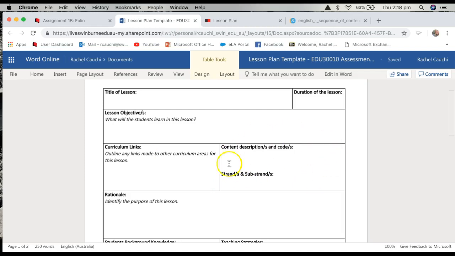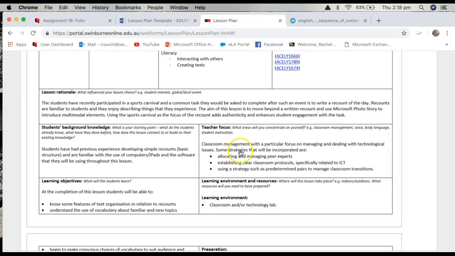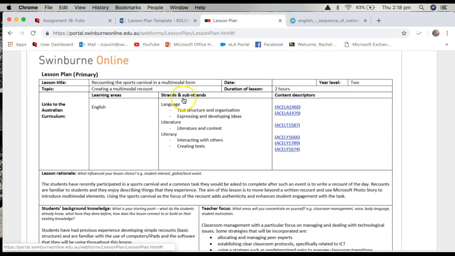You might be wondering how to set this side out, because it talks about content, descriptors and codes, and then the strands. But if you have a look at the Swinburne example, it sets it out quite nicely for us here. So it shows us on this side how we can set out the substrands. We just have to say that we've got language and literature and literacy, and you mention what the substrands are. So for example, in this lesson, you've got text structure and organization, you've got expressing and developing ideas. And on this side, we've got the codes.